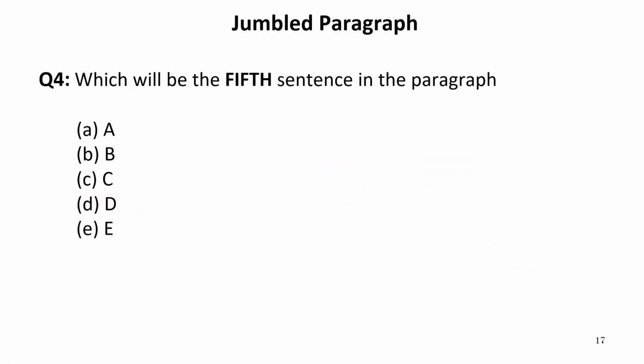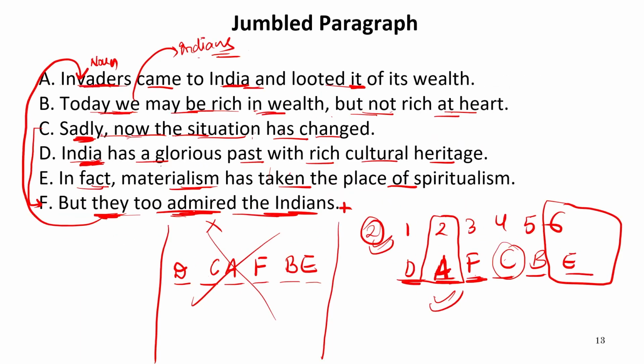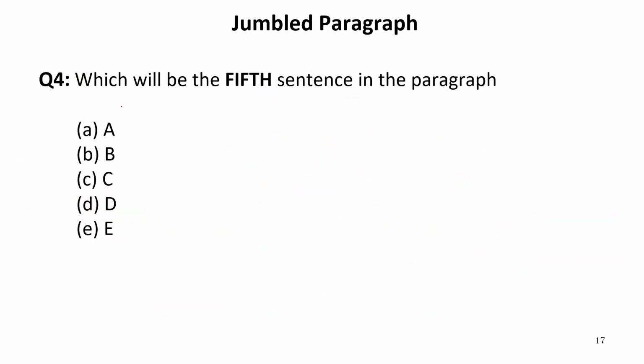Now let us move to the next question, that is fifth sentence in the paragraph. Now let us see which is the fifth sentence. So fifth sentence is B. Now let us see in the options. Fifth sentence is B on the B option. So our answer is B.